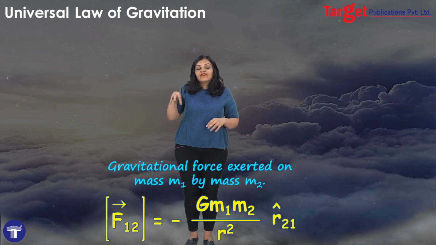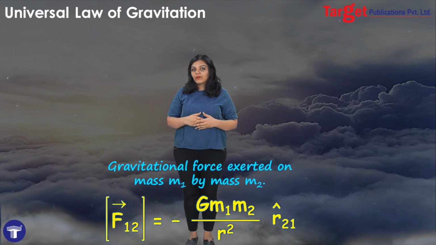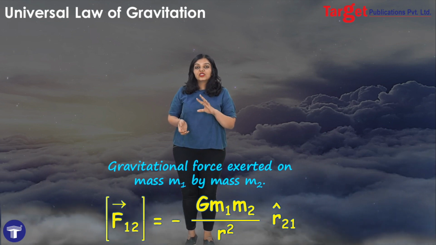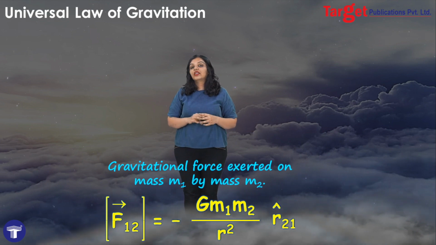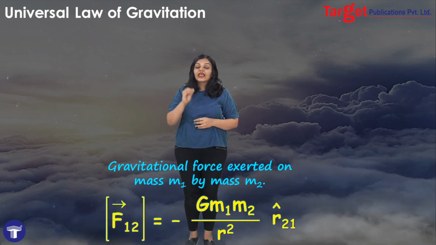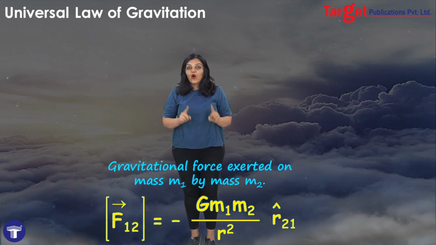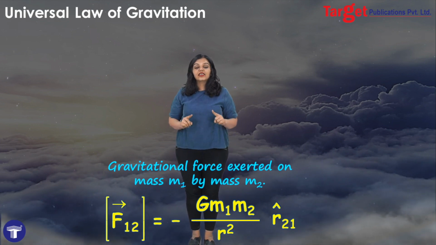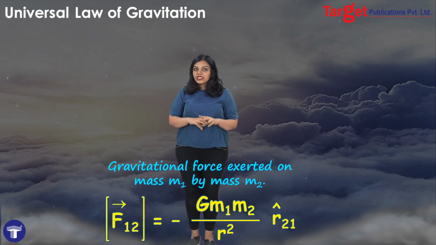So first of all, we have the product m1 m2. We also have the square of their distance in the denominator, that's r square, which is essentially the distance between the centers. And this is the way we write down the formula for the gravitational force vectorially. And remember, this is the formula we have written down for the gravitational force exerted on mass m1 by mass m2. Now, two more things I want to tell you.